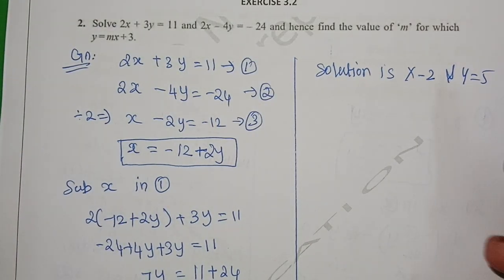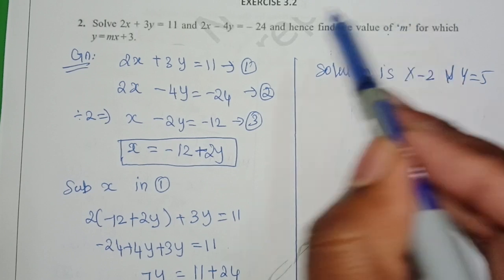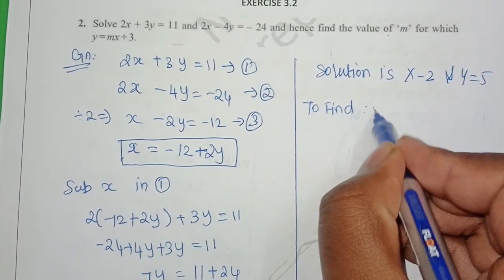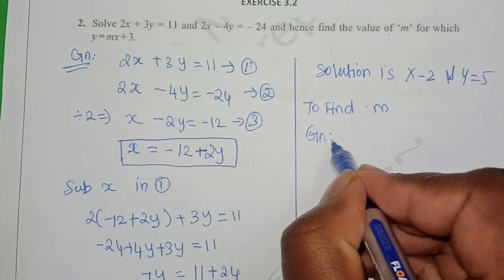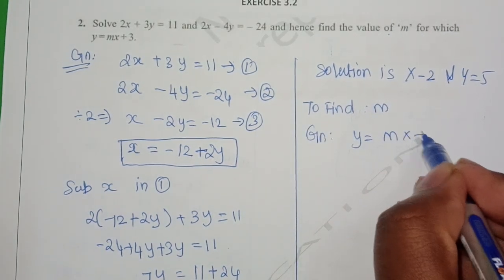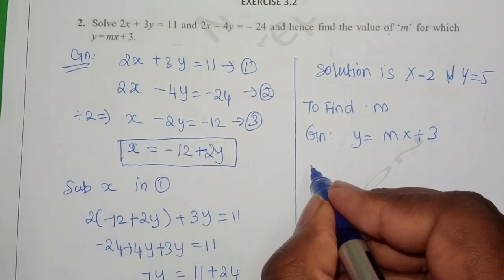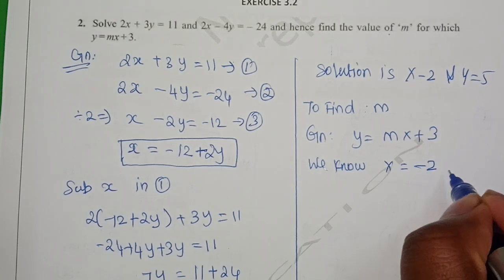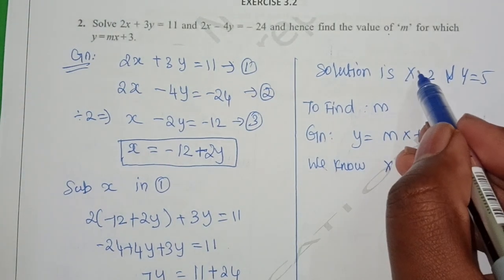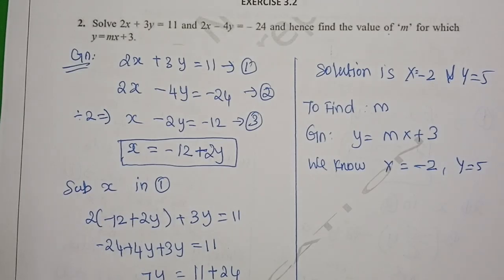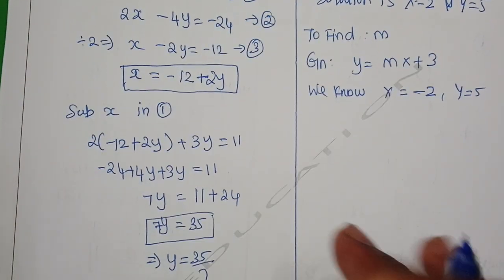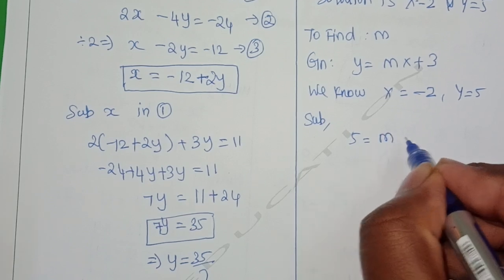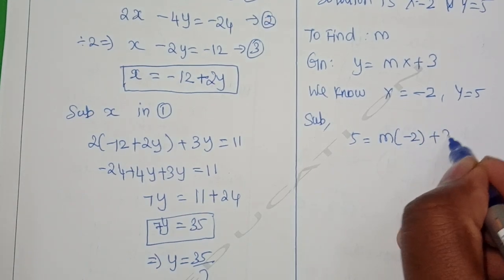Next, here we need to find the value of m, for which the equation is given. Given equation: y equal to mx plus 3. Therefore, we know x is equal to minus 2, y equal to 5. Substituting, we get 5 equal to m into minus 2, plus 3.